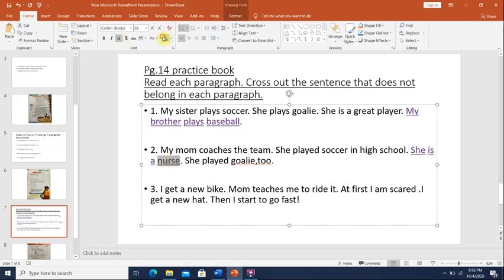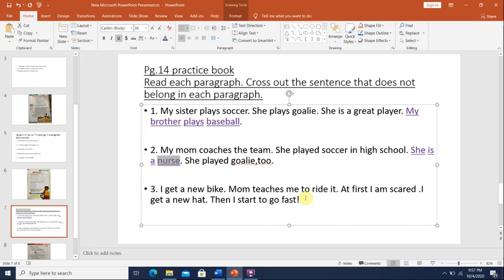Okay? Number 3, I get a new bike. Mom teaches me to ride it. At first, I'm scared. I get a new hat, then I start to go fast. Okay, as you see here, the paragraph talks about the person getting a new bike and the mom teaches her or him how to ride the bike. And then she starts to tell us how she feels.